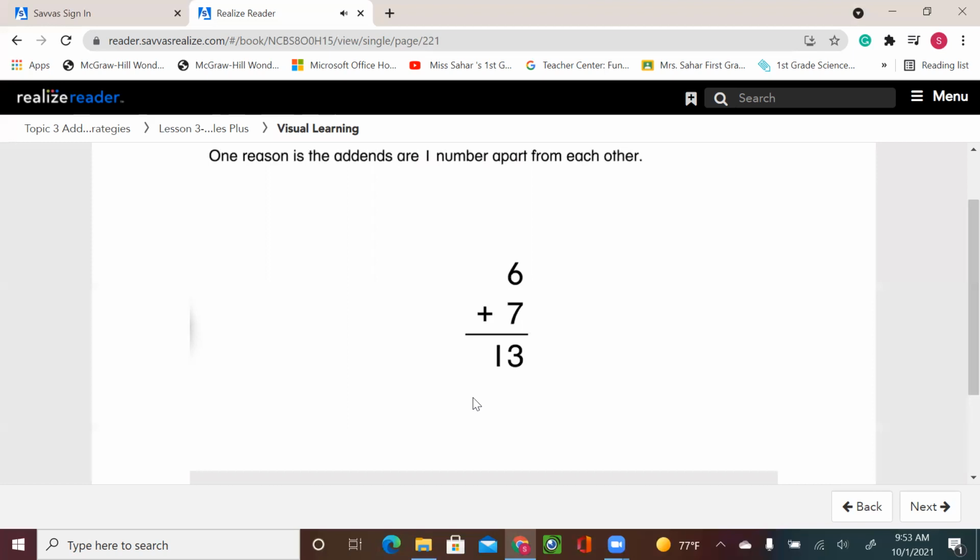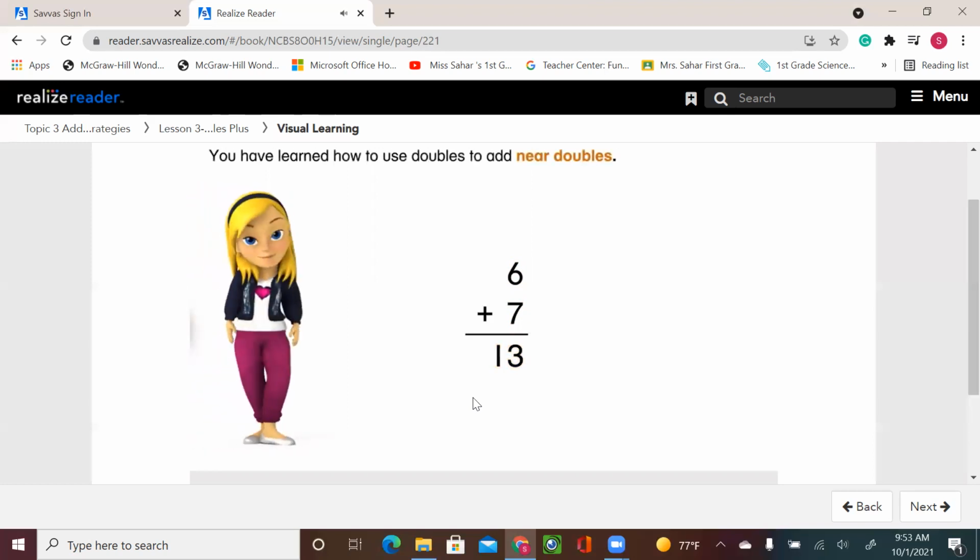One reason is the addends are one number apart from each other. What is the sum of 6 plus 7? The sum is 13. You have learned how to use doubles to add near doubles.